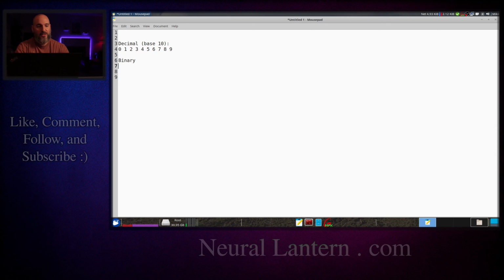So in binary, we can just represent a 0 or we can represent a 1, and that's it. Because there's only 2 characters that we can use to represent numbers, we call this base 2. So that's binary.